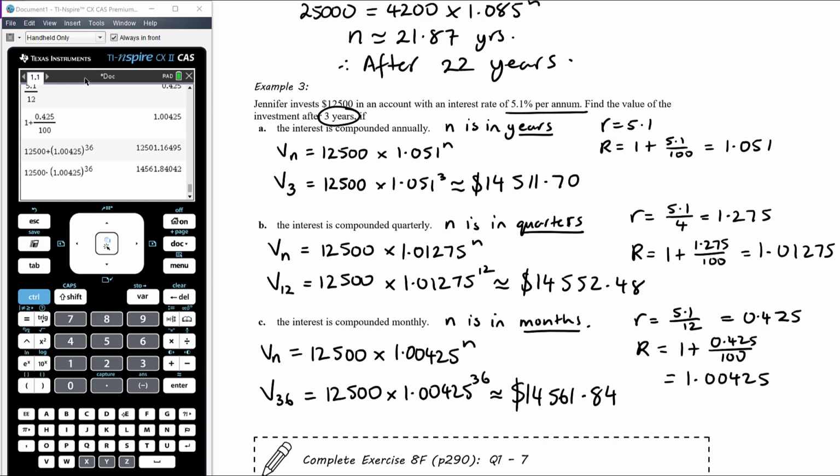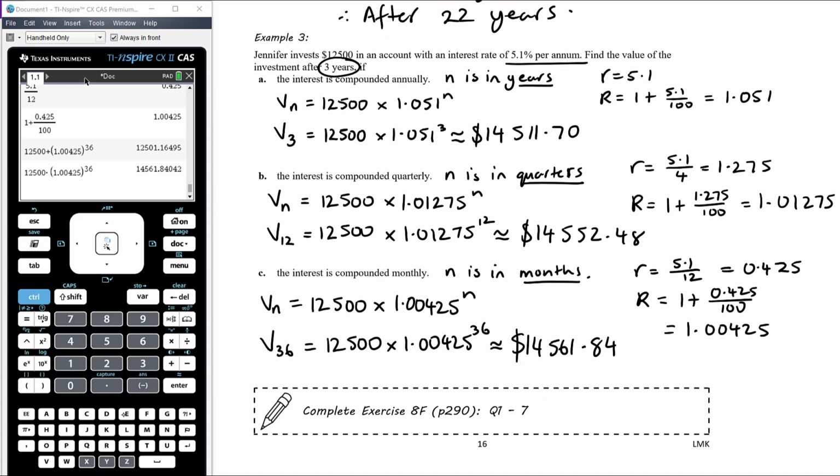So again, you know, it's a bit more. So it was only 14,511 with annual compounding, 14,552 with quarterly compounding, and then 14,561 with monthly compounding. And that's only after a 3-year period. You extend that out to a 30-year period on a home loan, and you're talking about a big difference in the money. Okay, so exercise 8F was the work for this section.